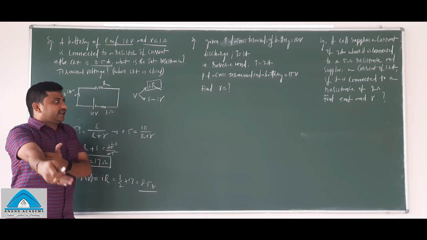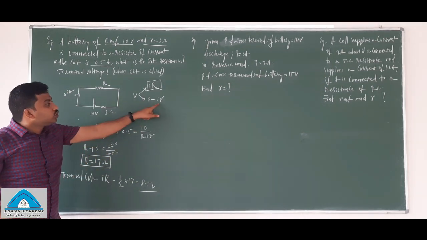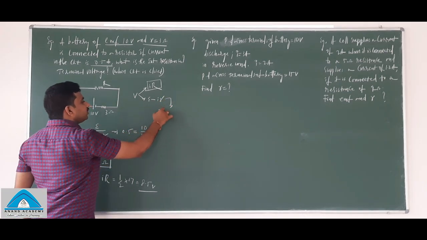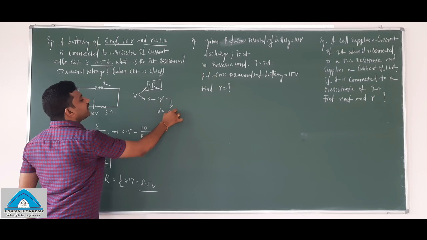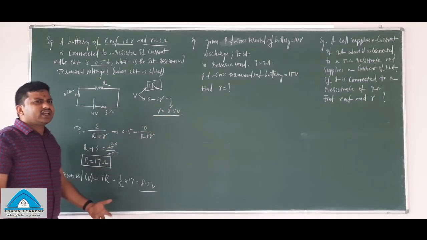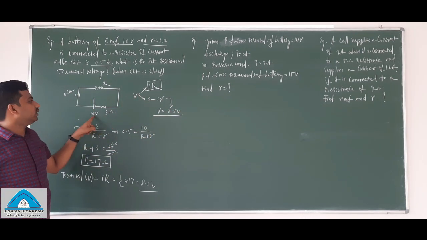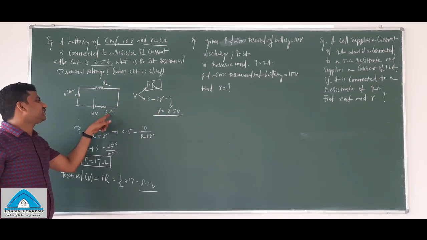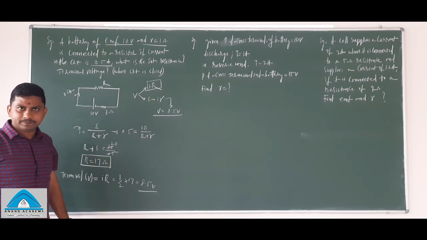So now you can check for yourself. You use this formula, you can also get your answer. V is equal to the same 8.5 volt, right? You check it. Epsilon is given 10, I is given 0.5, into R, internal resistance is given 3. You will get the same.